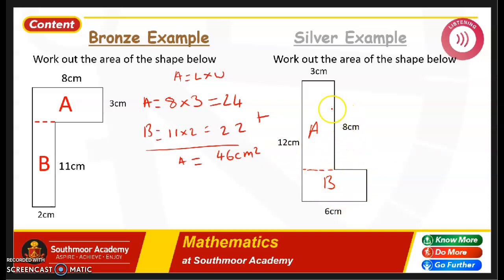So to work out the area of rectangle A, again it's length times width. The width of my rectangle is 3, the length is 8. So again 3 times 8 to give us 24.